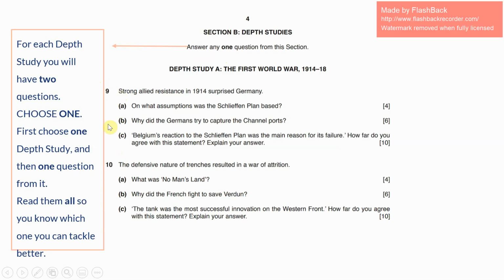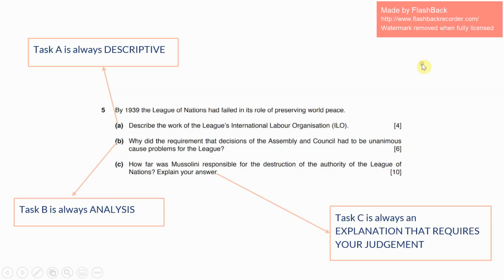So let's say that you choose 9, you must answer A, B, and C of 9, or you choose 10 and you answer A, B, and C of 10. Only one with their ABC. Task A is always going to be descriptive. Always. You need to mention, you need to list, okay? You need to very shortly describe something, but you don't need to explain, just need to mention what you know.